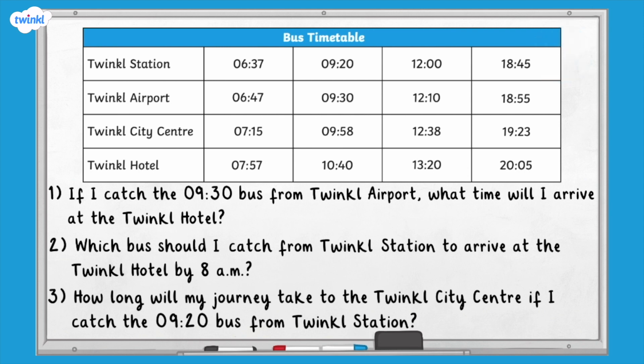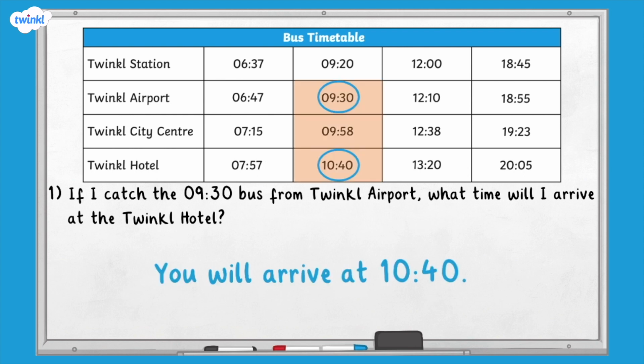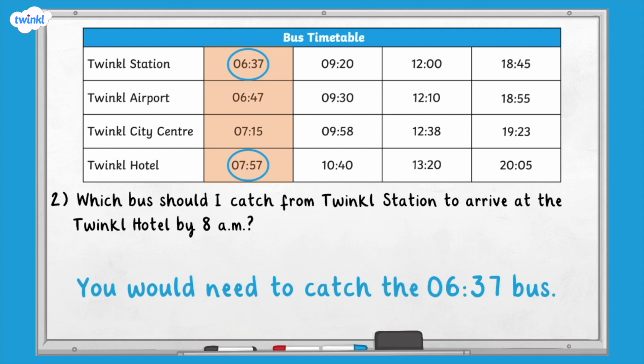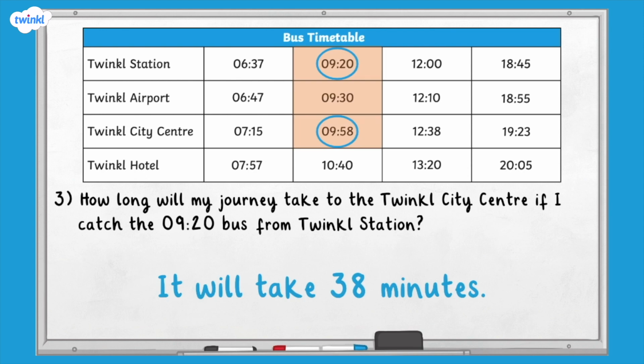Have you finished? Perfect. Here are the answers. The 9:30 bus from Twinkl Airport arrives at Twinkl Hotel at 10:40. To arrive at Twinkl Hotel by 8 a.m, you would need to catch the bus that arrives at the hotel at 7:57. This bus leaves Twinkl Station at 6:37. The 9:20 bus from Twinkl Station arrives at Twinkl City Centre at 9:58. From 9:20 to 9:58, it is 38 minutes.